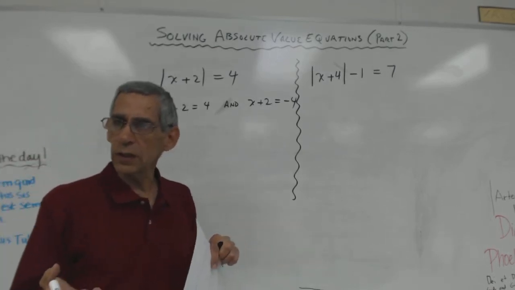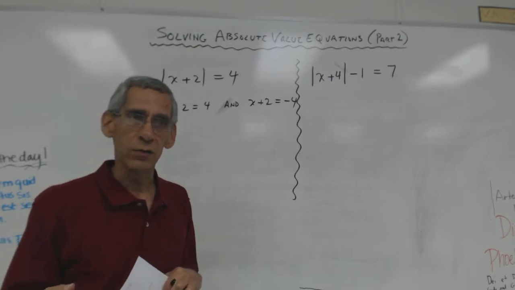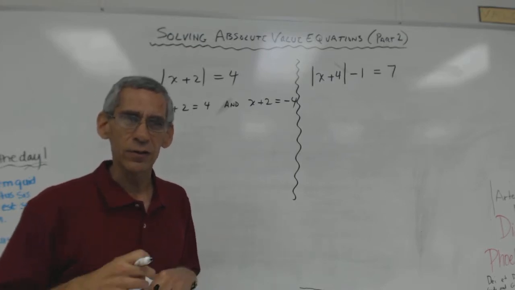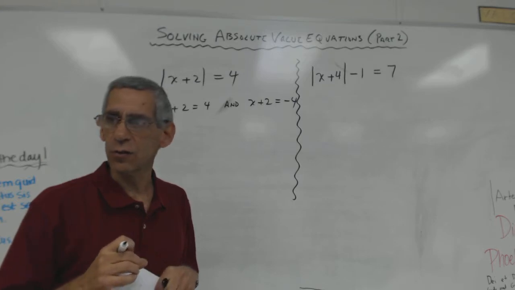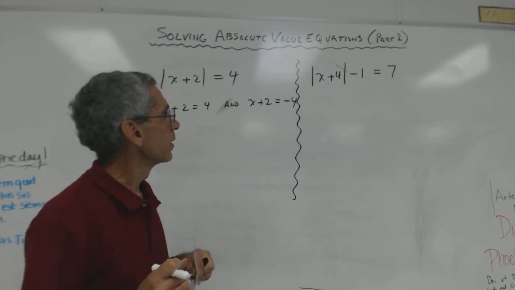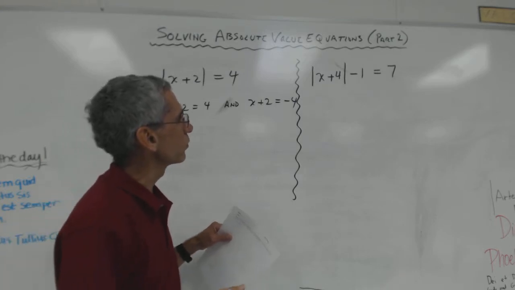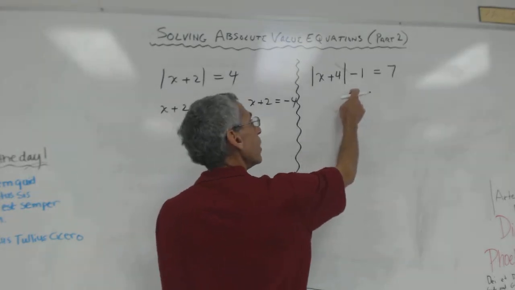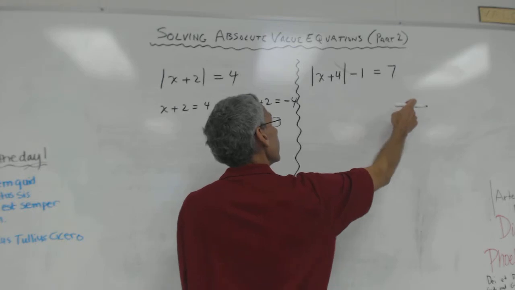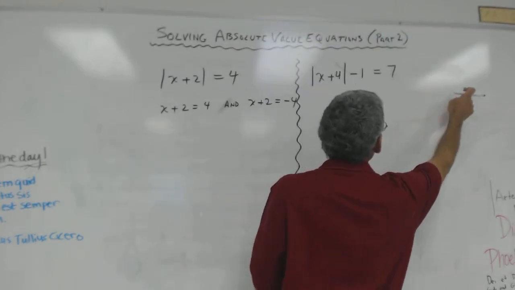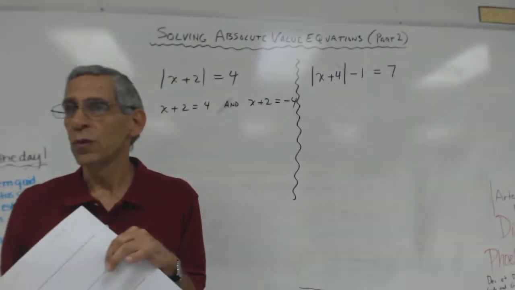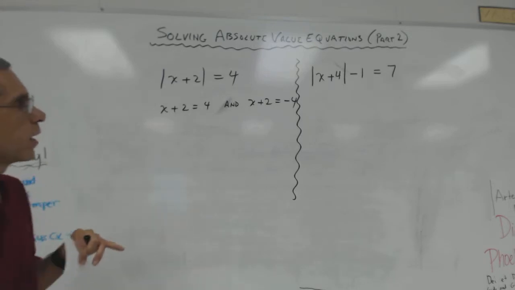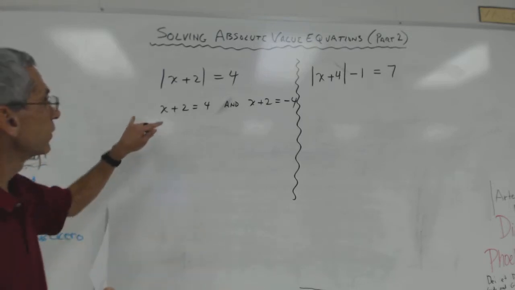What I typically see people try to do, even after I teach it, is this: they just get rid of the absolute value. So they say x plus 4 minus 1 equals 7, and then they write x plus 4 minus 1 equals negative 7. But wait a minute. That's not the concept of what we did over here.